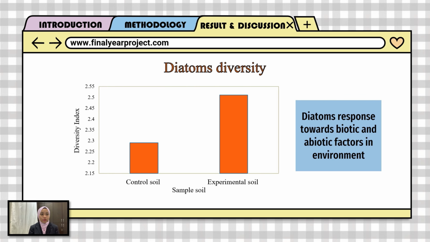This graph proves that both control and burial soils indicate the existence of diatom species, regardless of the burial of pig flesh, considering the diatom's response towards biotic and also abiotic factors in the environment. The diatoms play their role sensitively towards the environmental change.